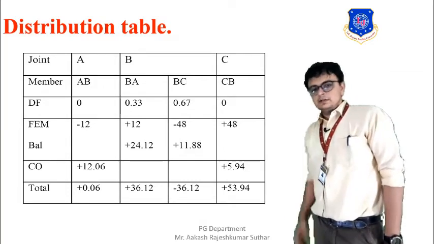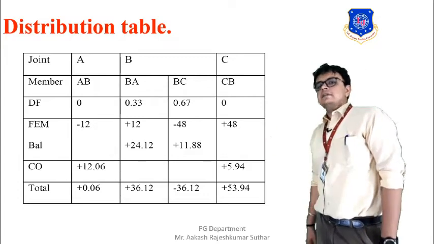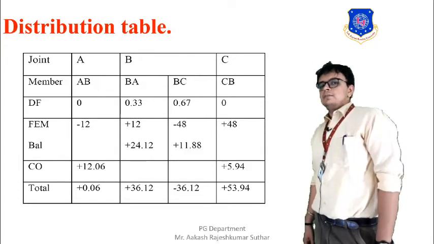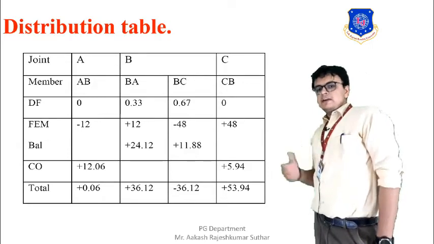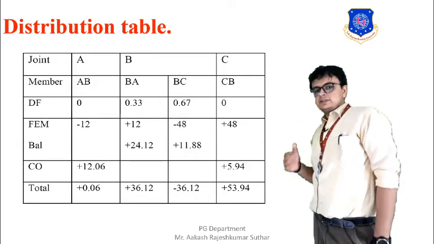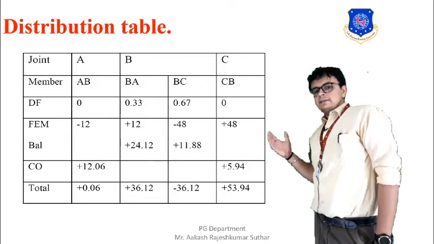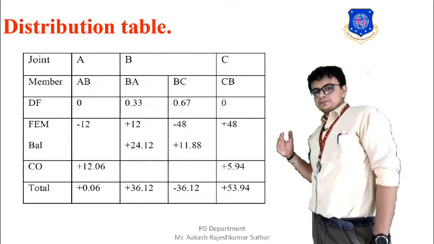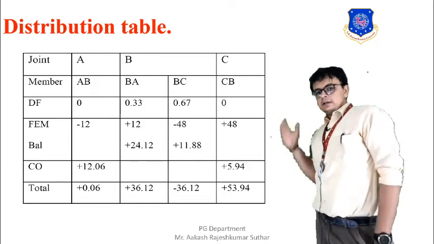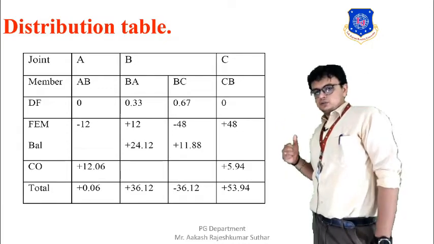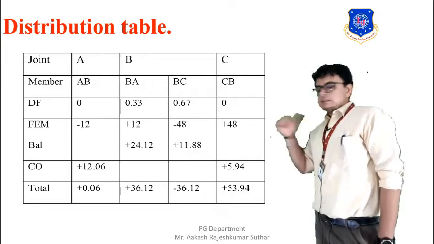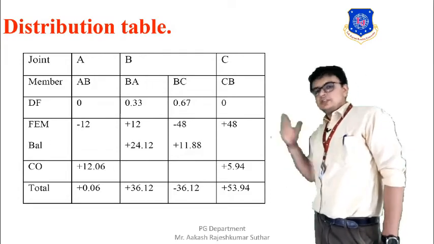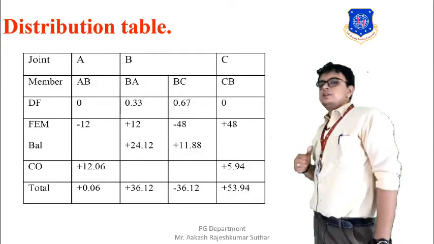Now it's time for the distribution. We have to distribute this. While making the calculation, that is plus 12 minus 48, we will get minus 36. That we have to multiply with the distribution factor.